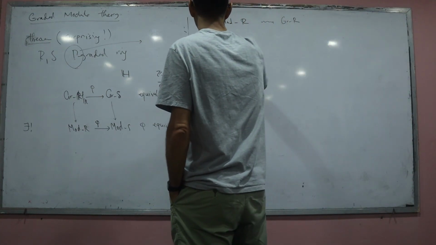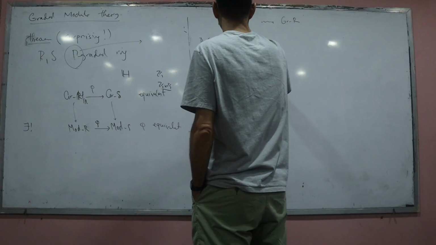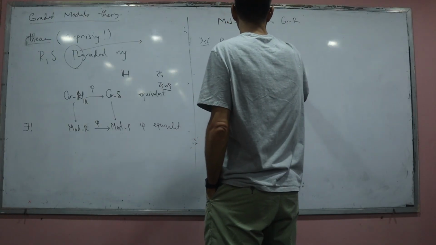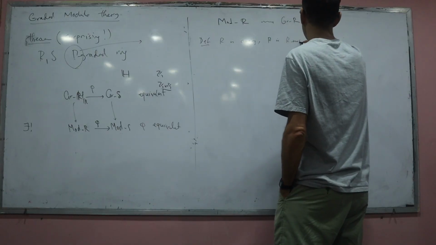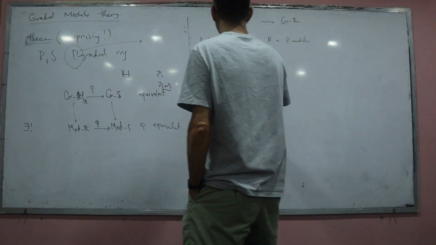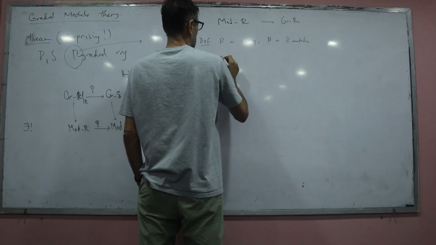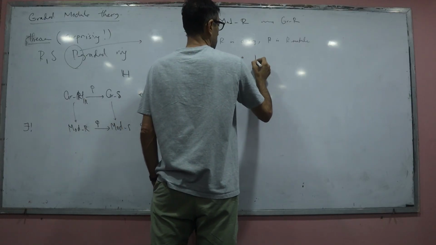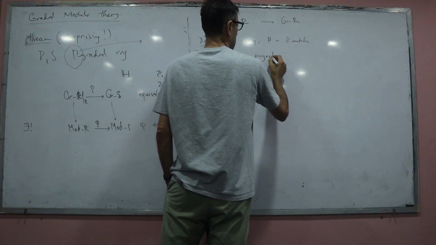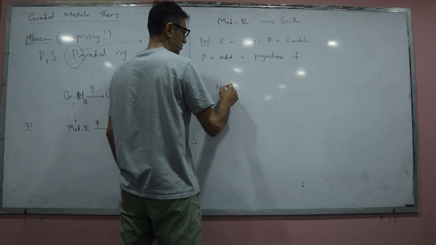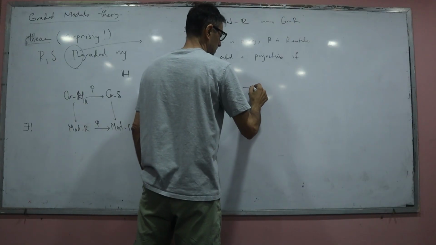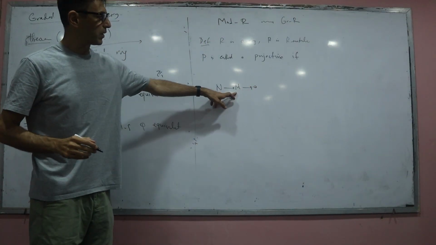So definition: R is a ring. P is an R-module, left or right. Then P is called a projective R-module if you have this situation, so these are N and M, R-modules.